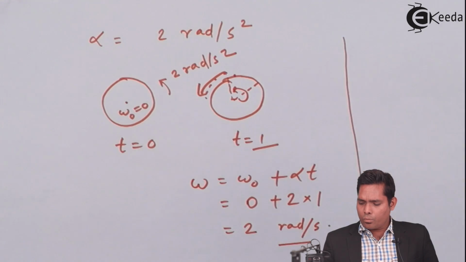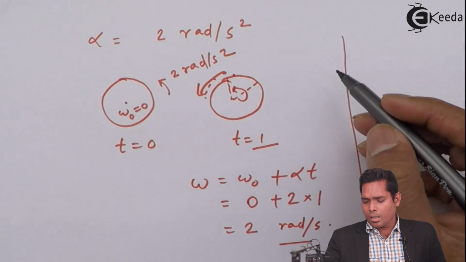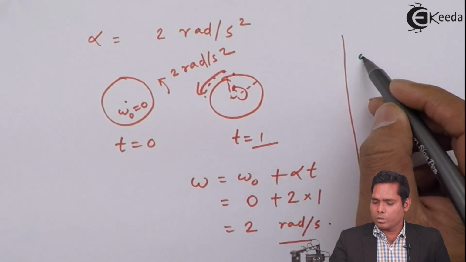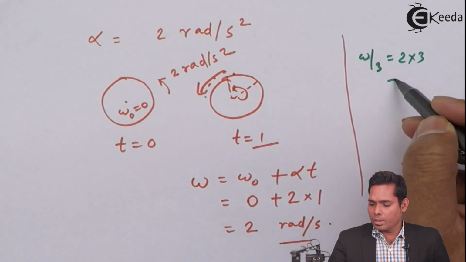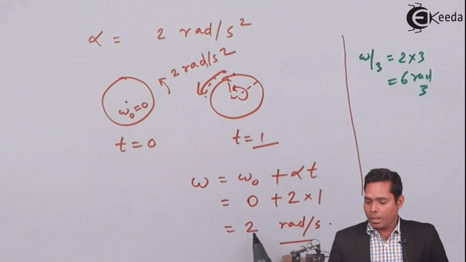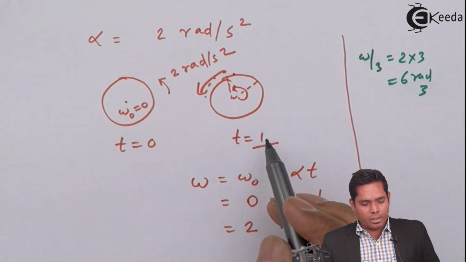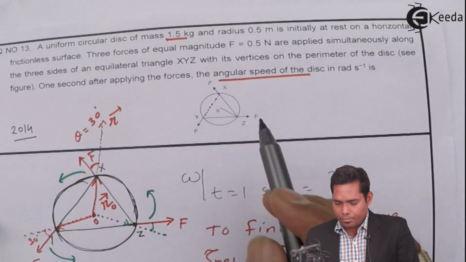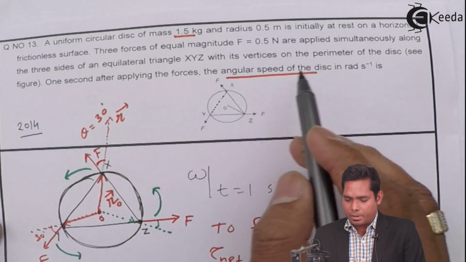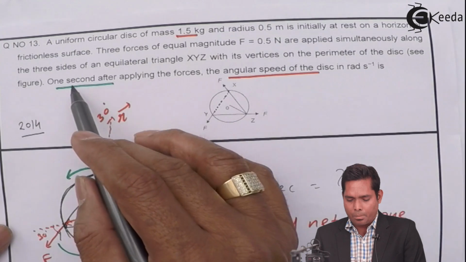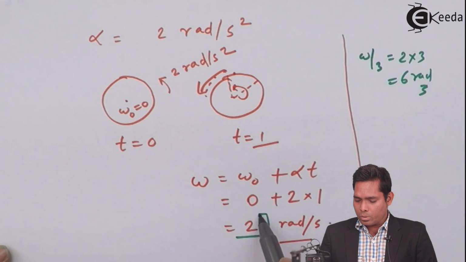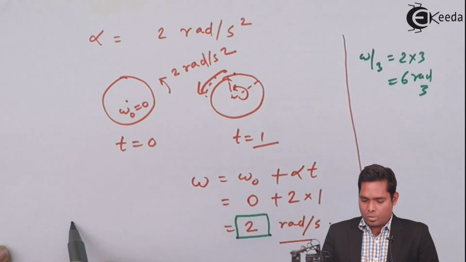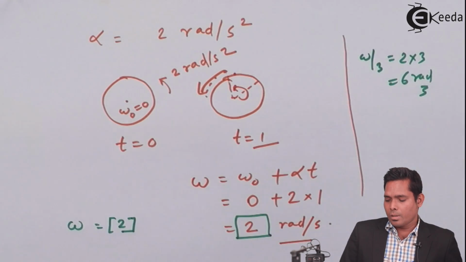If the question is to find the omega after 3 seconds, suppose, the answer will be 2 into 3, that is 6 radian per second. But according to our question, it is asked to find the angular speed of the disk in radian per second 1 second after the forces are applied. So after 1 second we are getting 2 radian per second. So 2 is the integer answer. So the answer to this question equals 2. This is the answer, 2 radian per second.